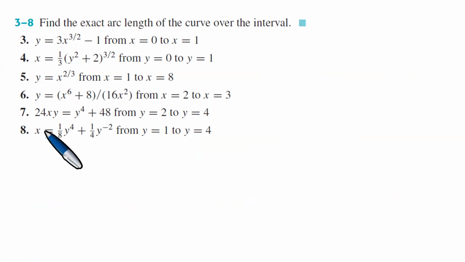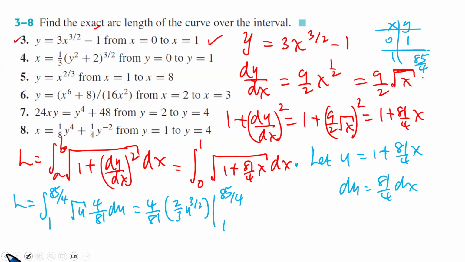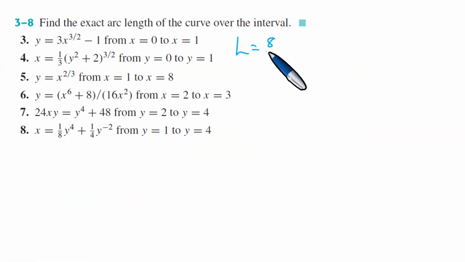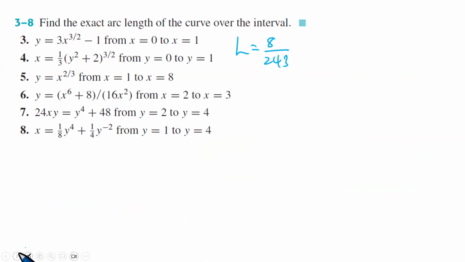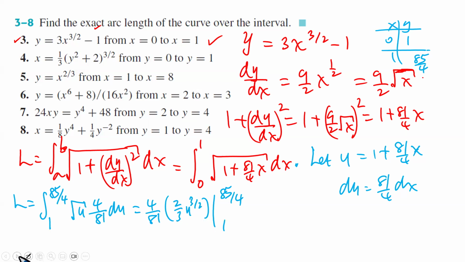So now, in the end, let's simplify this one. 4 by 2 is 8, and then what is 81 by 3? Yeah, 243. This is 8 divided by 243, u to the power 3 out of 2, from 1 to 85 out of 4.